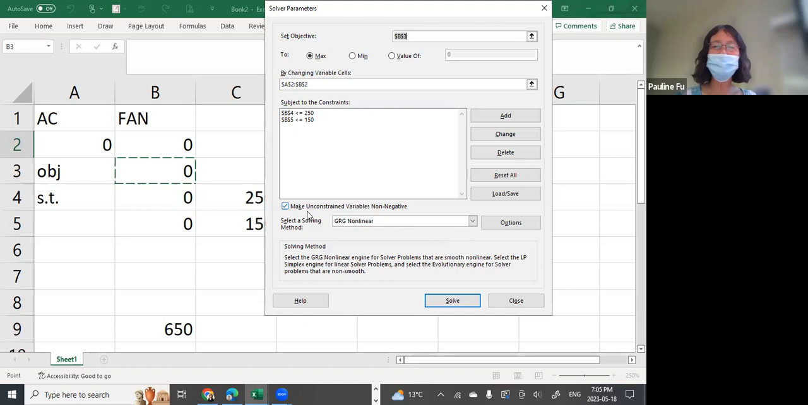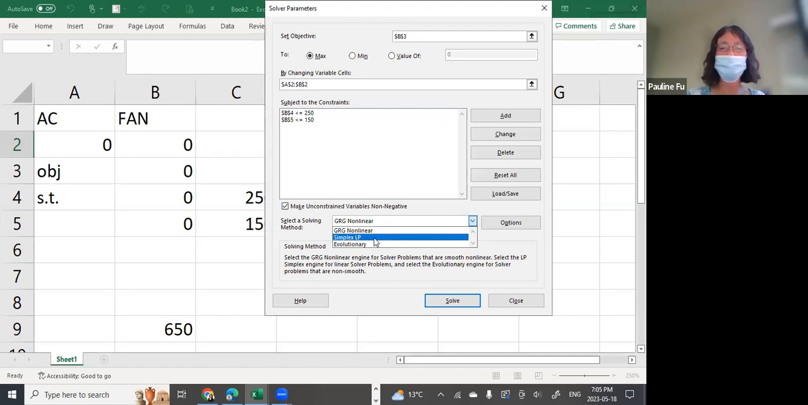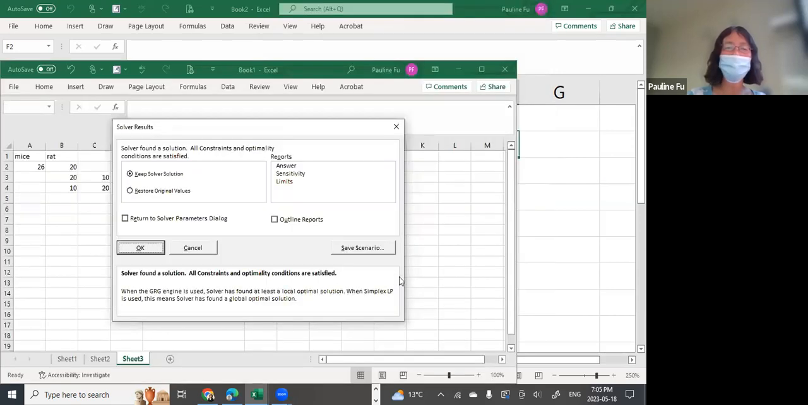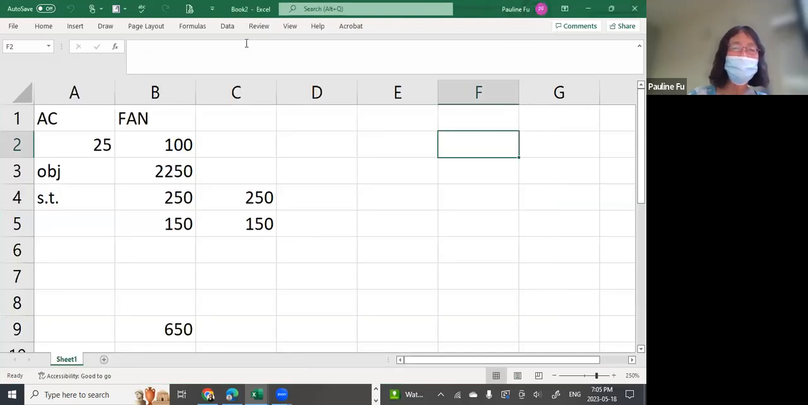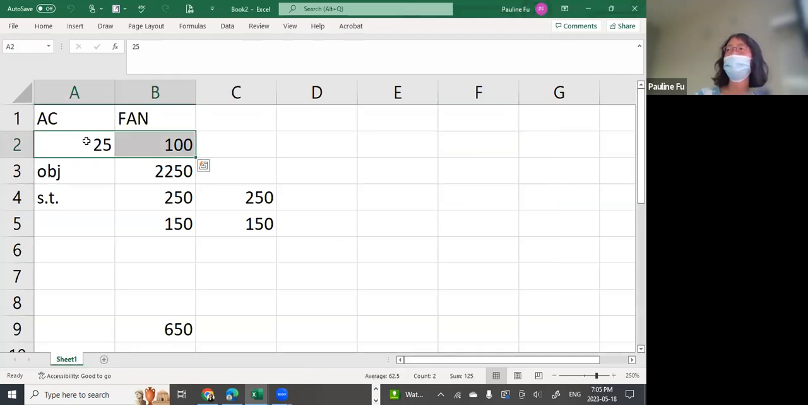And then make sure you check "Make unconstrained variables non-negative", because we are talking about the number of fans and air conditioners we produce. And then select Simplex LP, linear programming. And then you click Solve, click OK. You get this answer, see? 25, 100, right here. Questions? I pause for a moment to see if you have questions.